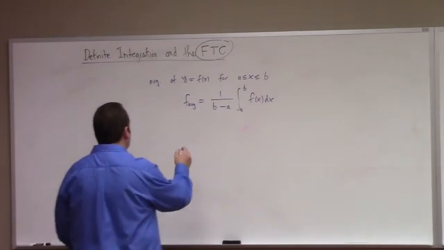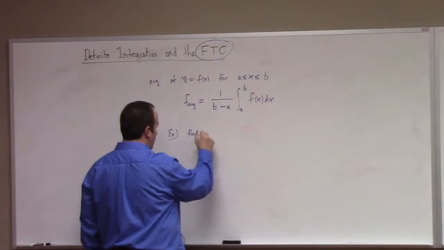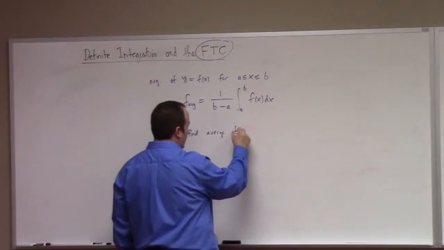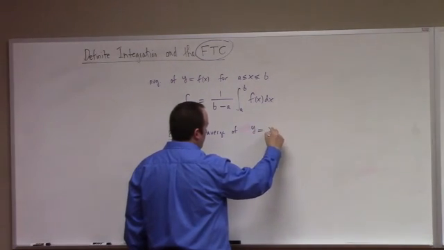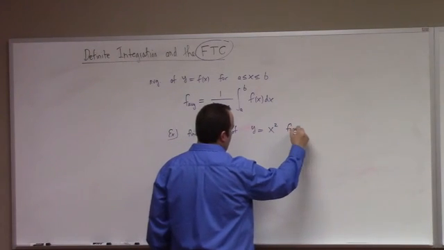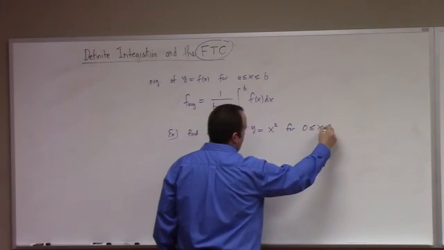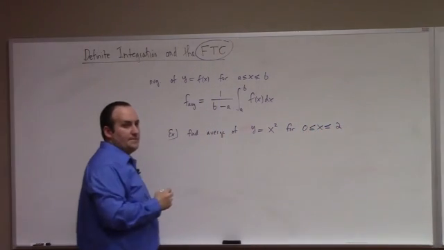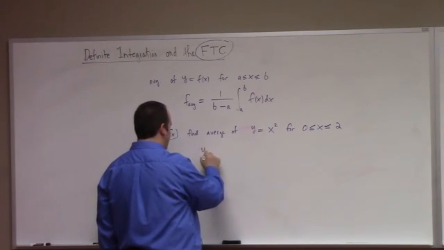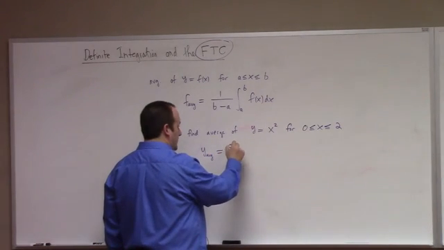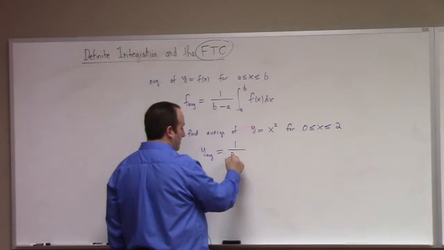For example, find the average of, let's say, y equals x squared for 0 less than or equal to x less than or equal to 2. Let's do that, all right? So the average, I'll call it y average, would be equal to 1 over the length. So here, b minus a is 2 minus 0, right?